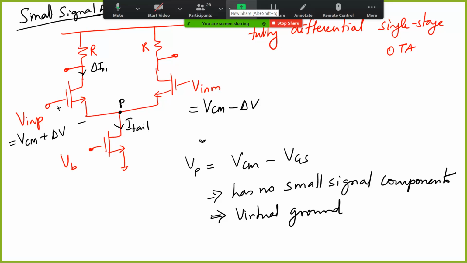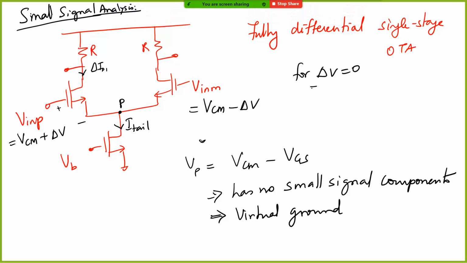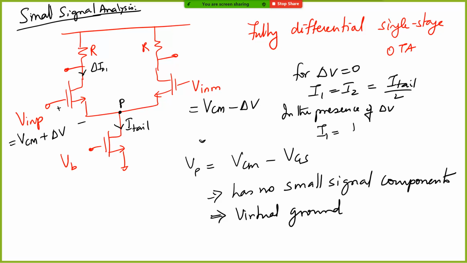You got the question, right? So, for delta V equal to 0, I1 equals I2 equals I tail by 2, correct? Now, in the presence of delta V, I1 will be written as I tail by 2 plus some delta I1, and similarly for I2. Now, what is delta I1? Remember that delta V is a very small signal. It's a small signal.